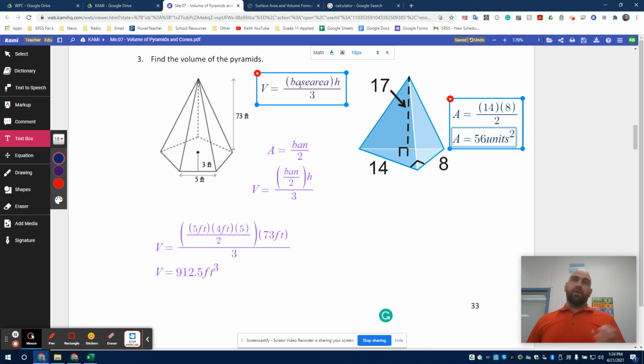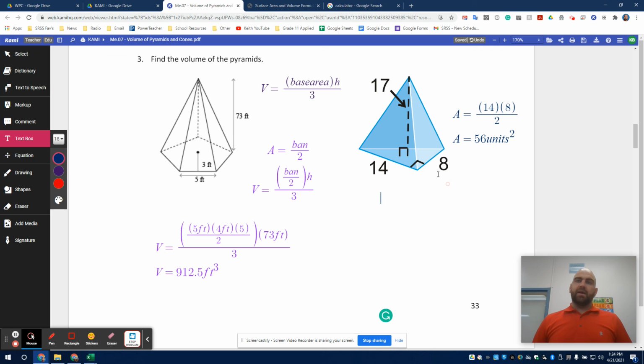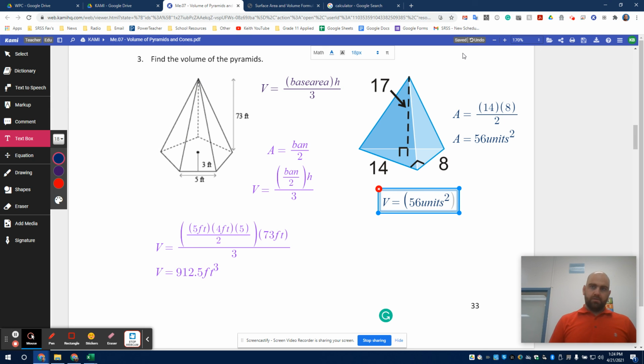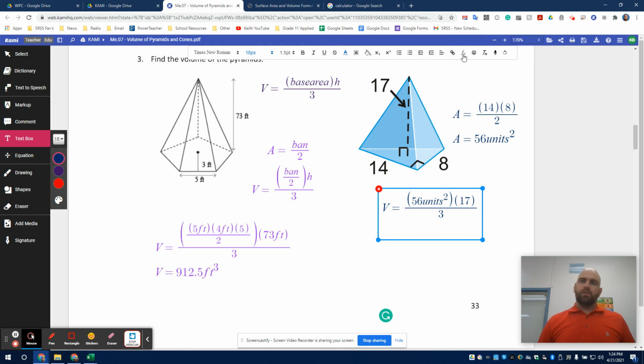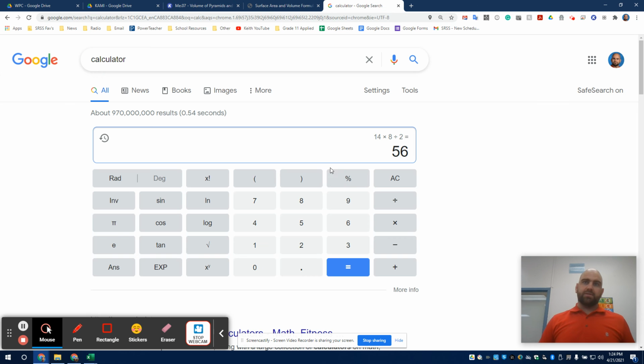That's our area. Now remember, volume is the base area, which we just found, that's our base area, times height divided by 3. So to find the volume of our triangular prism, volume is equal to the base area, 56 units squared, times by our height, which is 17 units, divided by 3. All right, so again, this is already squared, so it's just 56, that's all it is. So it's 56 times 17 divided by 3. And we get 317.33 repeated.